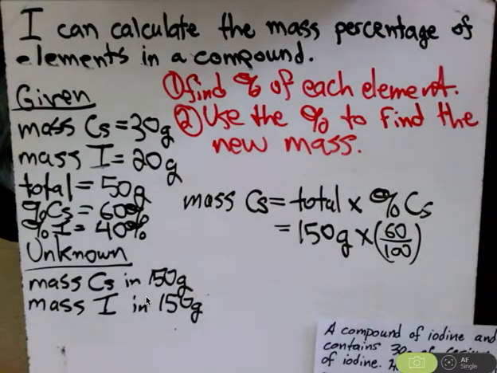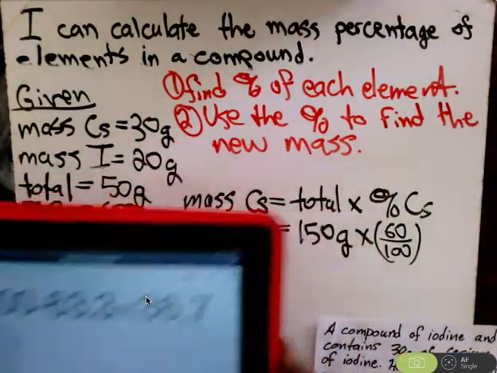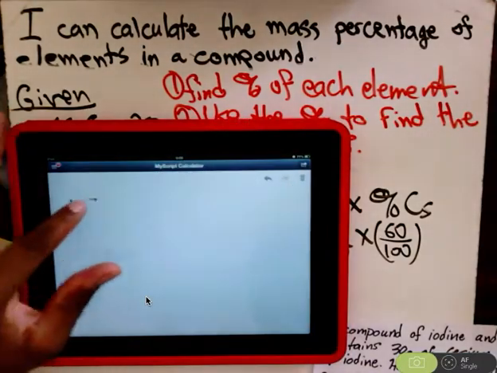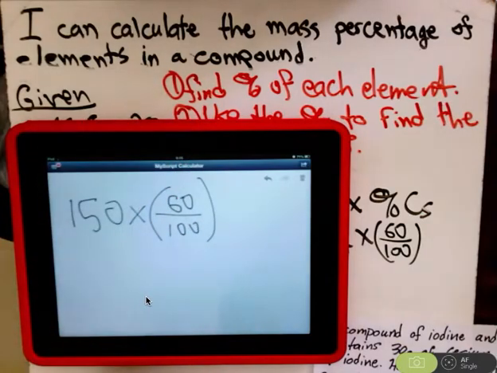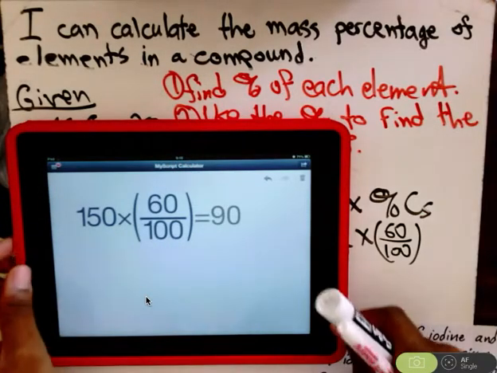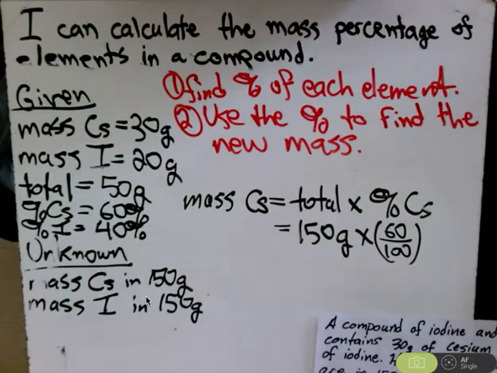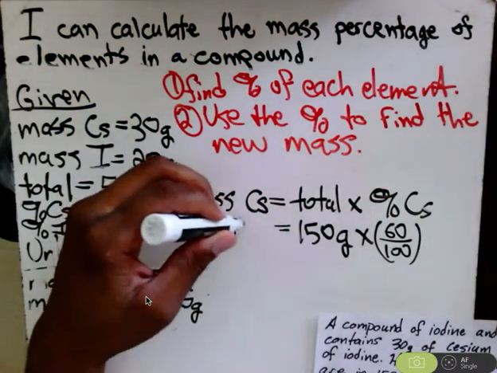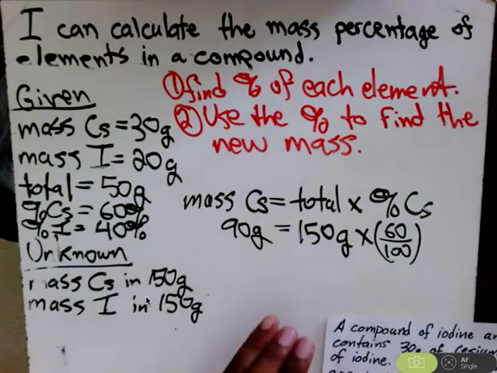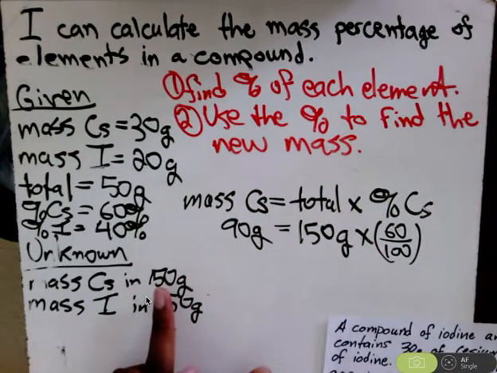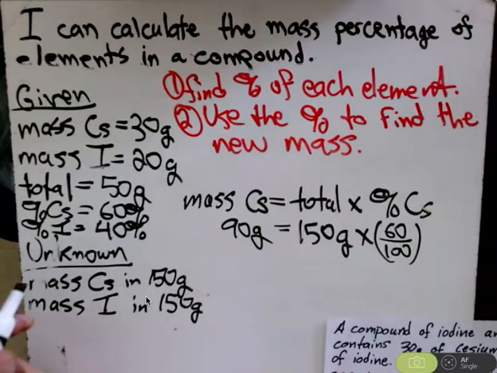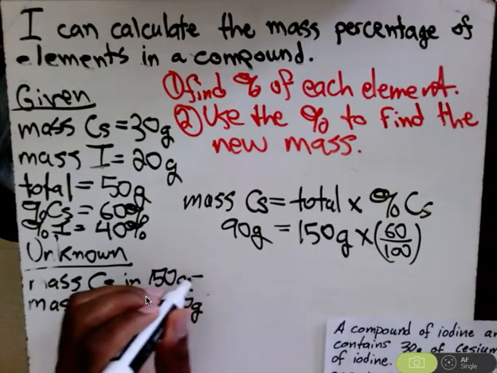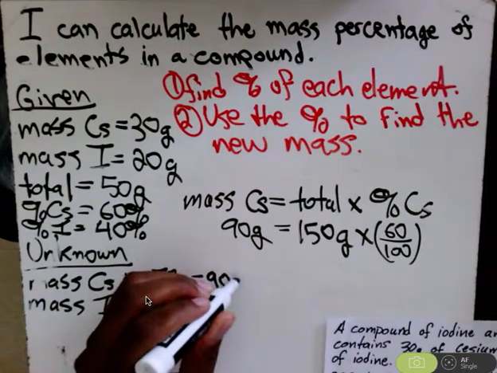And when we solve for that, 150 times 60 over 100, we get 90 grams. So if we had 150 grams of the compound, then we would have 90 grams of cesium. So mass of cesium in 150 grams is equal to 90 grams.